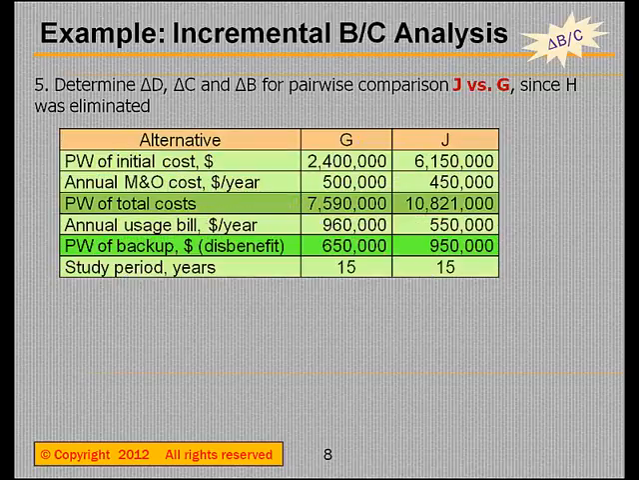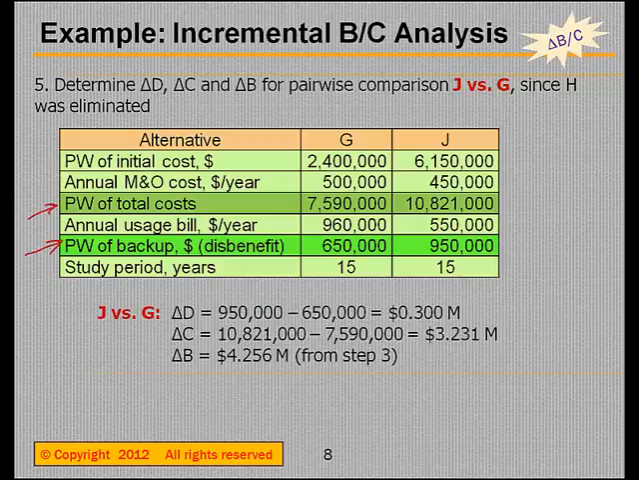This table shows the estimates for G and J only, since alternative H is gone. The two shaded rows are used to determine delta D for disbenefits and delta C for costs, respectively. Incremental disbenefit is the difference in present worth of backup costs. That is $950,000 for J minus $650,000 for G. This is a total of $300,000 or 0.3 million.